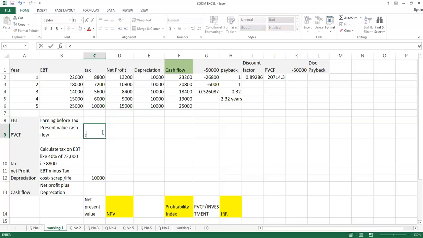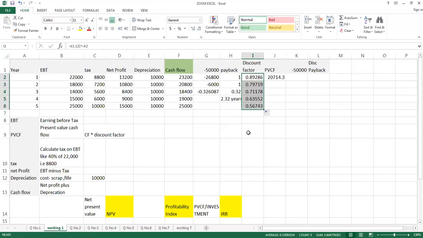PVCF, as I mentioned here, stands for present value of cash flow, and this can be calculated with the help of cash flow multiplied by discount factor. Student, I'm taking reference of numbers 1 to 5 over here. So if you are not interested in working like this, then rather than taking reference of year 1, you can apply -1, -2, -3, as you should be quite familiar with how to calculate by taking various years.